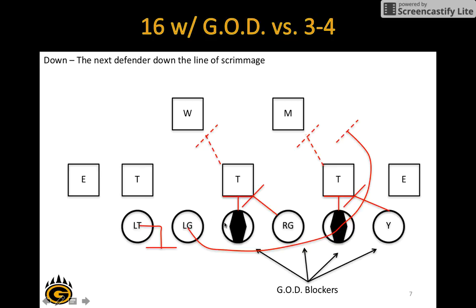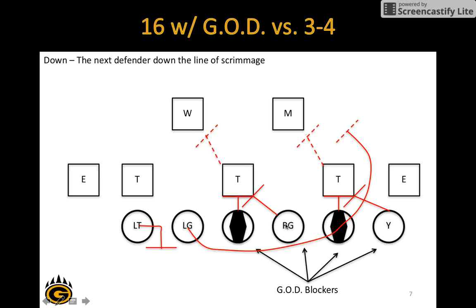So let's go to the center. Is there someone in his gap? Inside shoulder? No. Helmet inside the gap? No. Inside shoulder of the next man over? No. Does he have someone on him? Yes, he has someone directly on him. So his assignment is to block this tackle. He also needs to watch out for this gap as he takes this tackle, because this backer can shoot right through, and he is responsible for him.